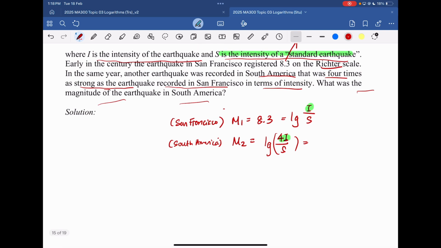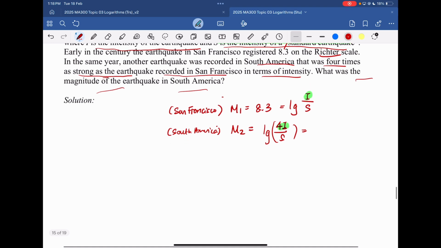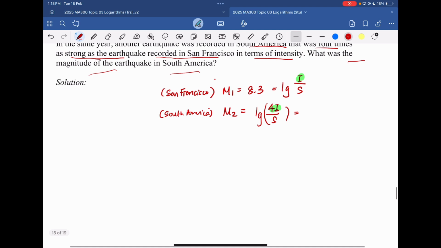Anyone? How do I find log 4I over S? Okay, I'll give you an idea. What is log I over S? What's the value? What is log 4I over S? How do I find it? Huh? Separate? What do you mean by separate? I don't know. Is it log 4i? Something like that, but I'm looking for something a bit different.